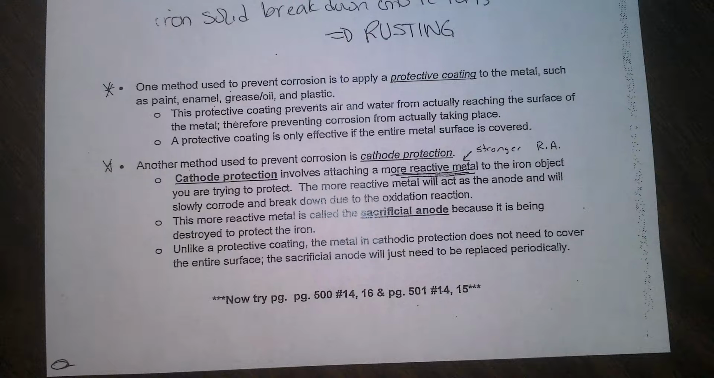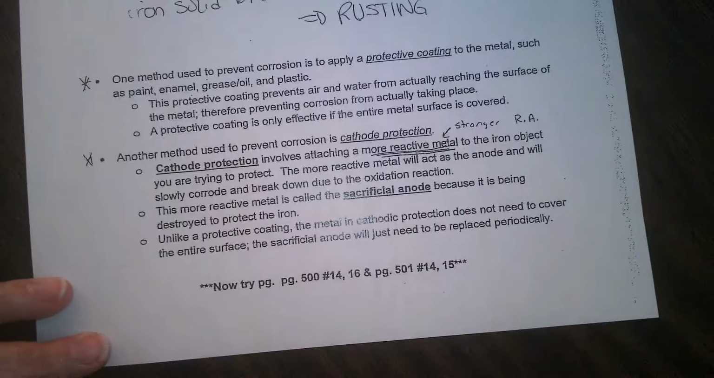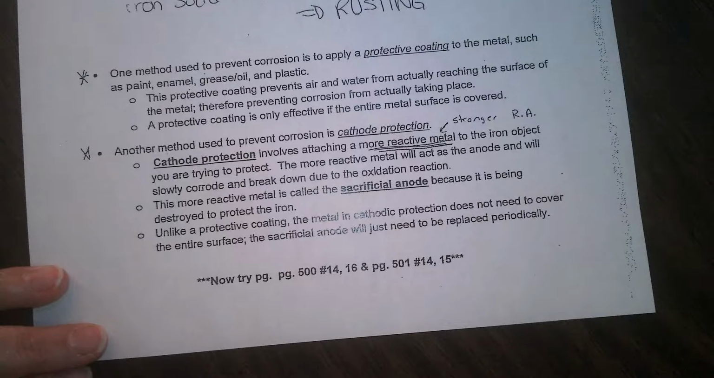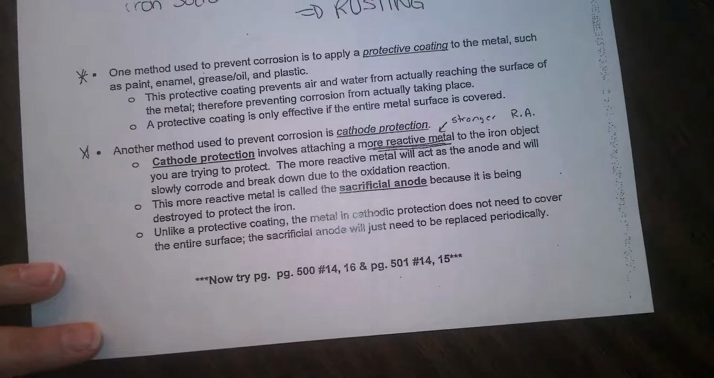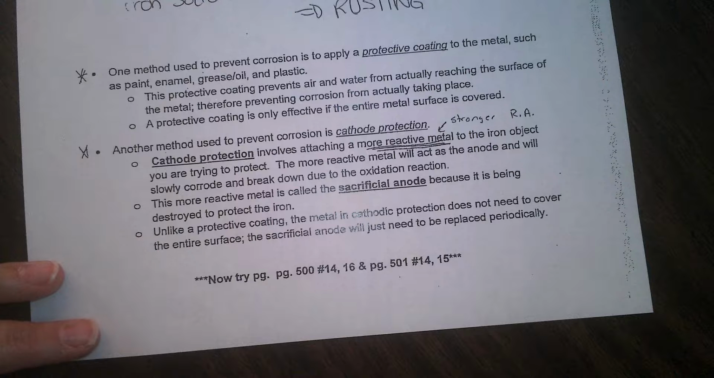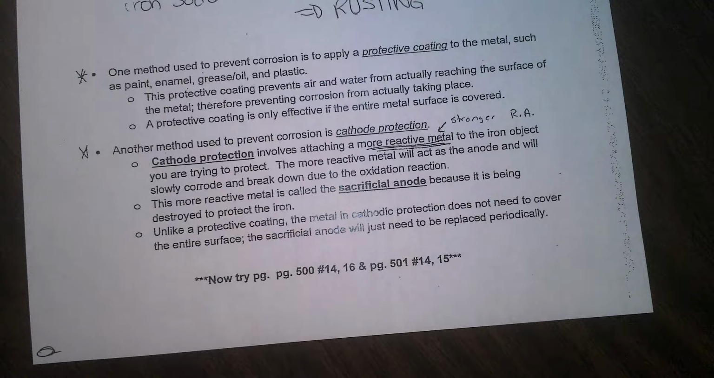Culverts. Culverts are made out of galvanized steel because water flows through them regularly, right? Otherwise, you wouldn't need a culvert. Okay, so unlike a protective coating, the metal in a cathodic protection does not need to cover the entire surface. It just needs to be replaced. So that's it. That's corrosion in a nutshell. Two ways to protect it. One is to cover it completely with a paint or an enamel or some kind of coating, or to use a sacrificial anode.